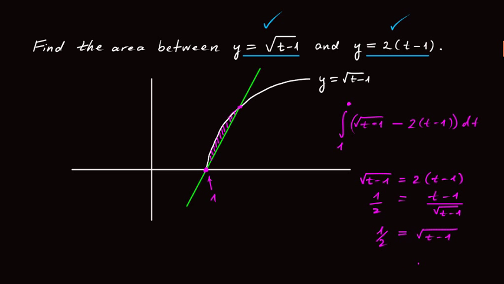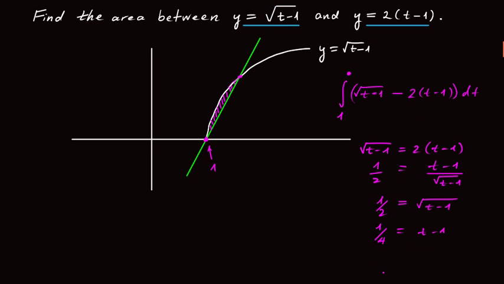Now I can square both sides and I get t minus 1 is equal to 1/4, because 1/2 squared is 1/4. Then I can add 1 to both sides to get 1/4 plus 1 is equal to t. 1/4 plus 1 is the same as 5/4. So that's where this point occurs. This one was at 1, this one is at 5/4.